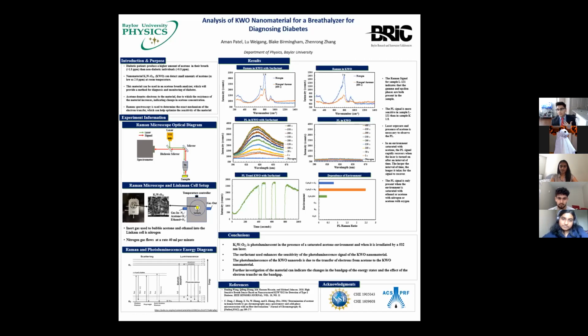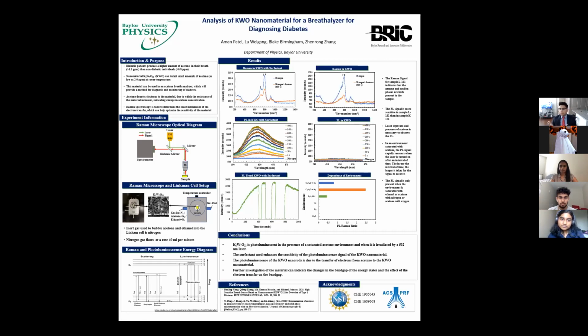nanomaterials. And this particular nanomaterial, they're envisioning to use in a breathalyzer for diagnosing diabetes. So diabetic patients produce a high amount of acetone in their breath when compared to non-diabetic patients: 1.8 ppm versus the 0.8 that non-diabetic patients like us would produce. So that difference is large enough to use such methods to detect diabetes in patients. And this would be used to produce a breathalyzer test.